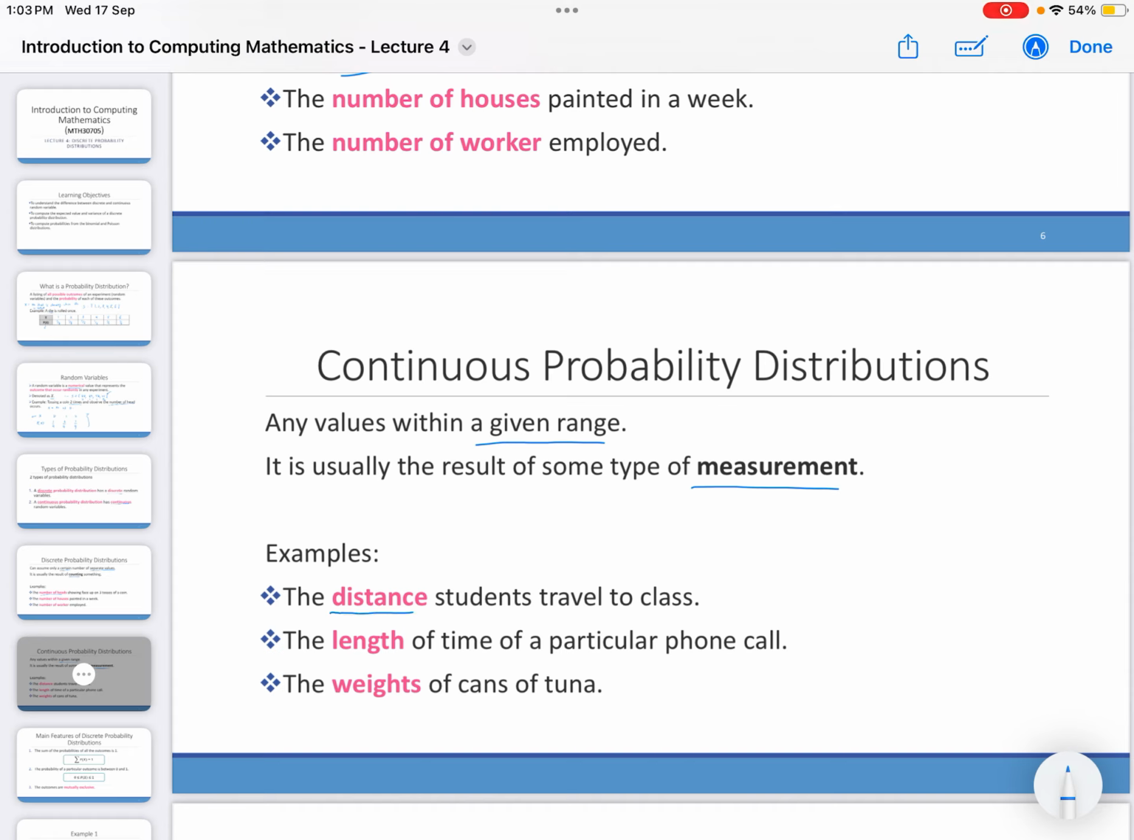So the distance can be continuous, can be any value in a given range, or the length of time of a particular phone call. So basically the time taken, or the weight of a can of tuna, the weight. So some type of measurement can be a continuous probability distribution.